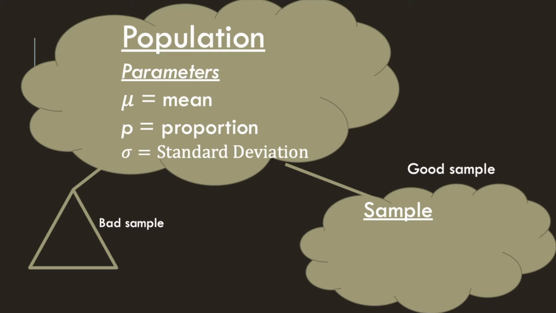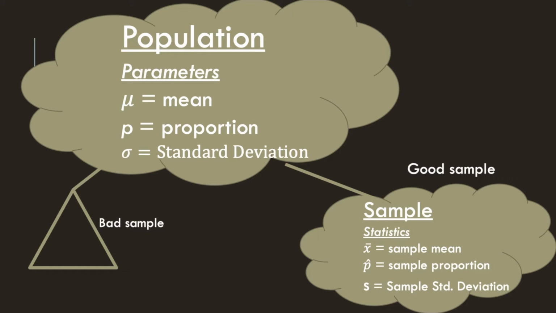And from that, if I take a sample, I can find statistics that estimate those population parameters. The statistic that estimates mu is called x bar, which is our sample mean. So if I take an average on a sample, that is called x bar, and that estimates the mean mu. If I take a sample proportion, we call that p hat. Notice it's a p with a little hat on top. So p hat estimates the population proportion. And s is the sample standard deviation, which estimates sigma.